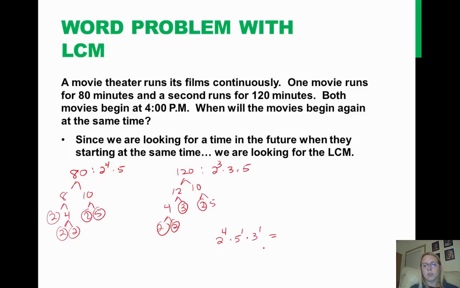Now what we need to do is multiply all these together to find our least common multiple. If you multiply all this over, it's 240. So 240 minutes is when they're going to start again together. Because it started at 4 p.m., we need to figure out when they are actually going to be together again. If I take 60 into 240, that's the same as 4 hours. So if they started at 4 p.m., then they'll be back together again at 8 p.m. So that's our answer.